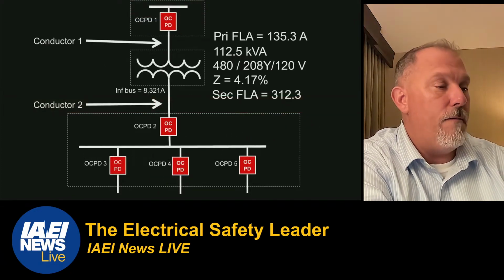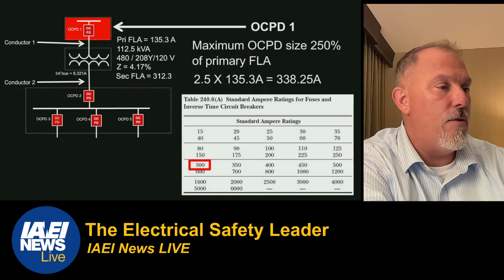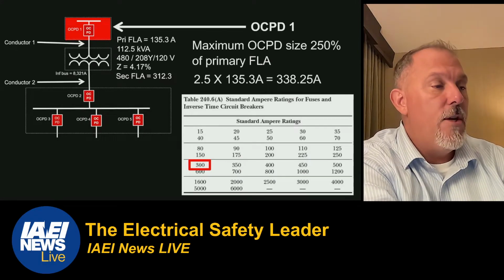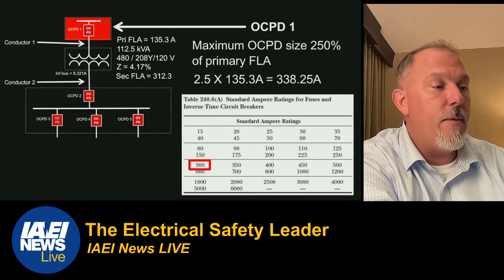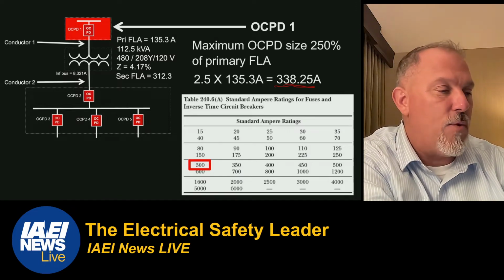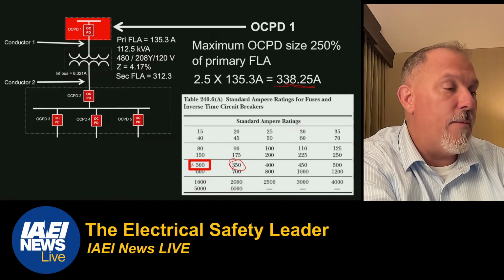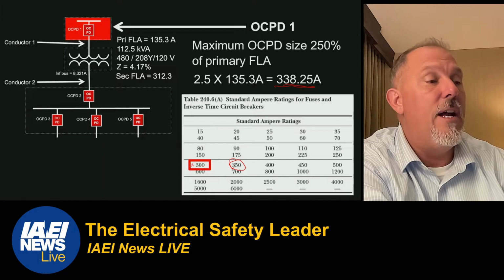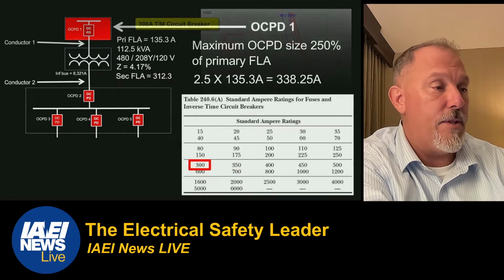All right, so my primary overcurrent protective device, OCPD1, can be sized at 250%. 2.5 times 135.3 is 338.25. So I can't go to the next higher, which would be a 350. I've got to go to the next one lower, which would be a 300. So the largest overcurrent device on the primary of this 112.5 kVA transformer is 300 amps.